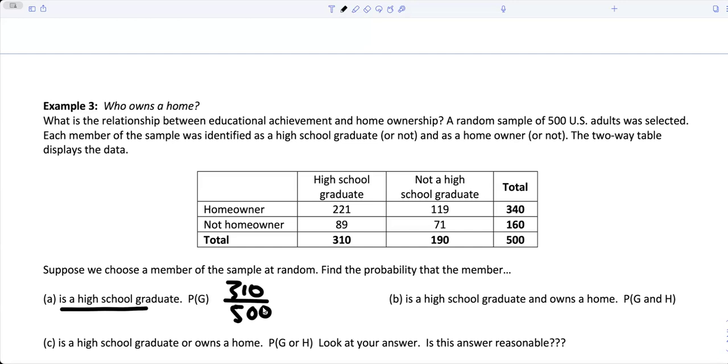Look at part B. What is the probability that they are a high school graduate and they own a home? Okay, so that's going to be this number right here. So they're a high school graduate. They're also a homeowner. So that probability is going to be 221 out of 500.